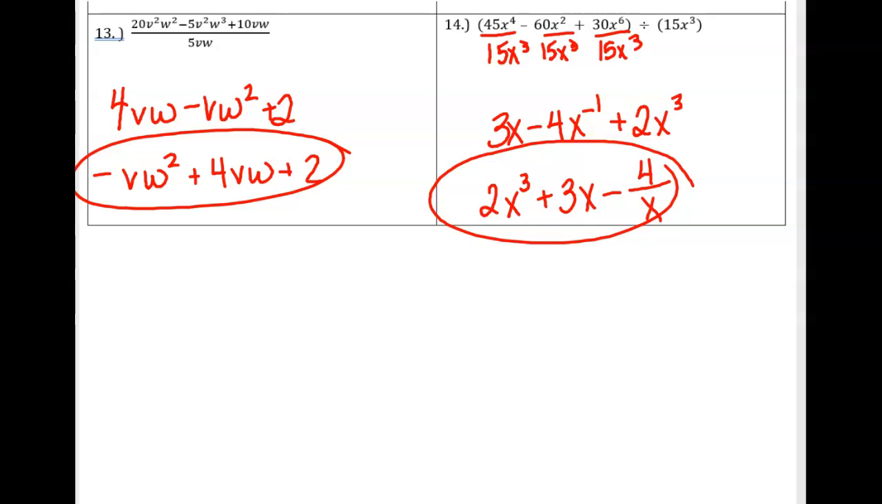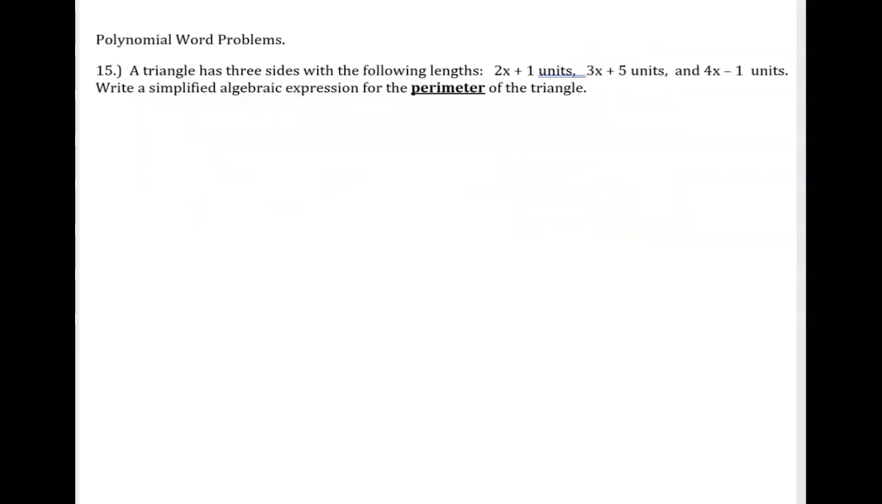Okay, so that leads us to our word problems. So polynomial word problems, a lot of times we deal with perimeter and area, okay? So I highly recommend maybe drawing a picture. So in this case, a triangle. So I'm going to draw a triangle. It has 3 sides with the following lengths. So one side is 2x plus 1, one side is 3x plus 5, and one side is 4x minus 1. Now notice it just says units, so we're not saying feet or meters, but it does say the word units, okay? This is going to be important when we get our final answer.